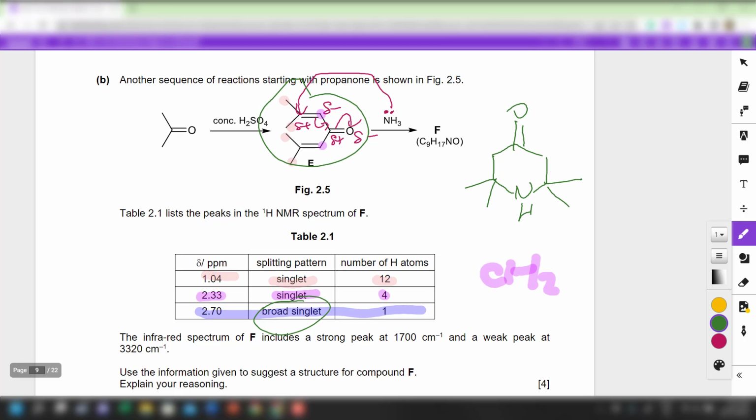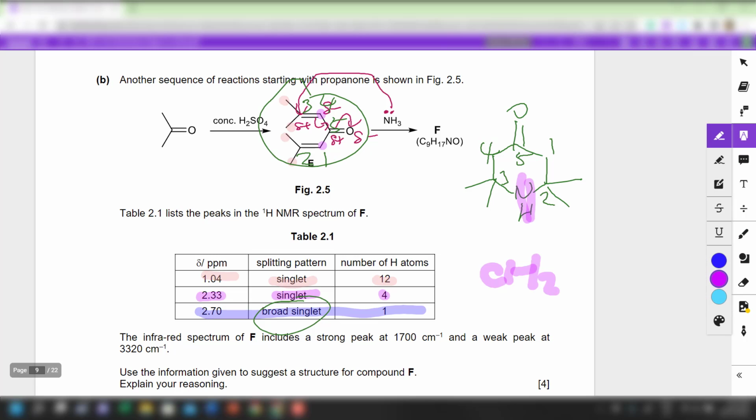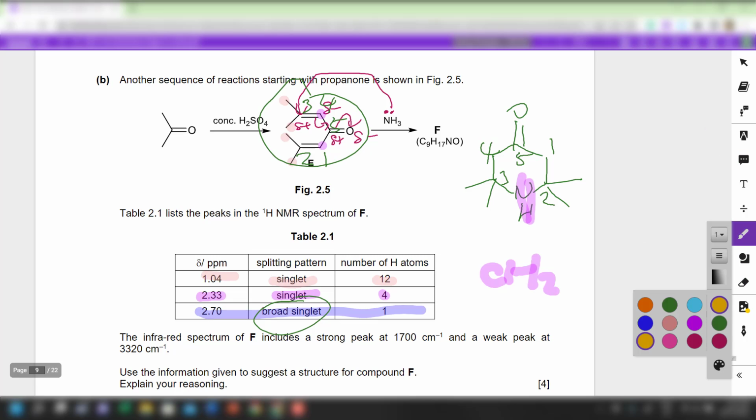If I number the carbons, that's 1, 2, 3, 4. Sorry, this is 1, 2, and then 3, 4. Of course, the carbonyl carbon I can number as 5, so this is 5. And then the N here, as I mentioned to you earlier on, undergoes some form of conjugate addition, maybe 2 times, in order to get compound F.